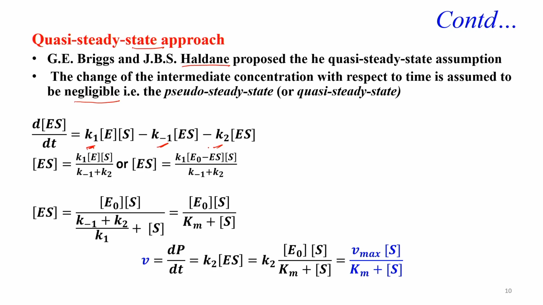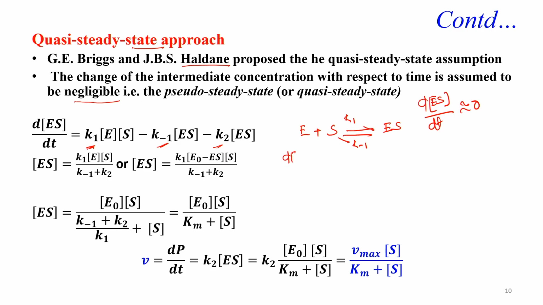So, it is not assuming the rapid equilibrium, rather it says dES upon dt is negligible or close to 0. So, there is negligible change here. Now, from this equation let us write again this. It says E plus S gives rise to enzyme substrate complex. Forward rate constant is K1, backward rate constant is K minus 1.